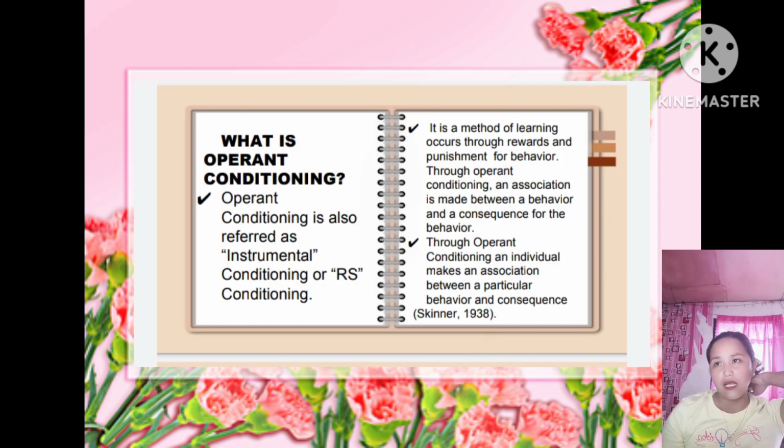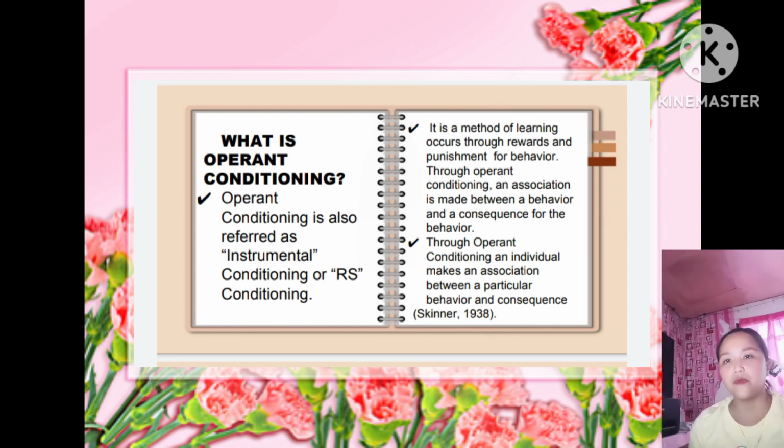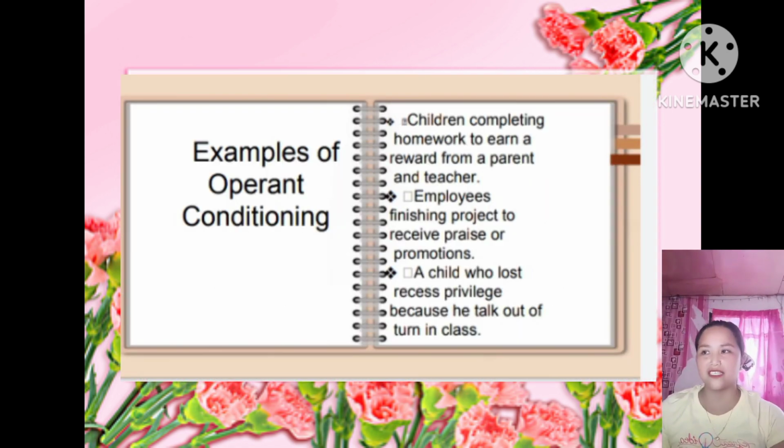Now, we will get to know what operant conditioning is. Operant conditioning is also referred to as instrumental conditioning. It is a method of learning that occurs through rewards and punishment for behavior. Through operant conditioning, an individual makes an association between a particular behavior and its consequences.